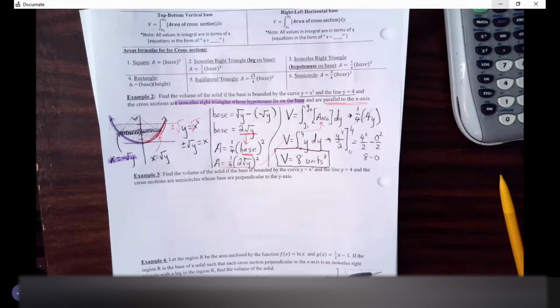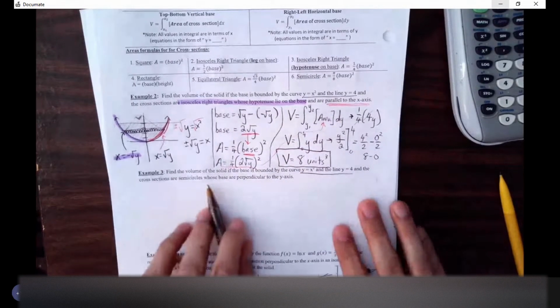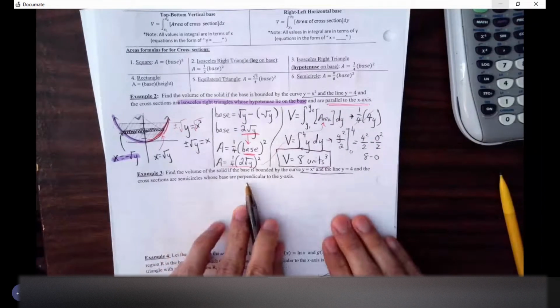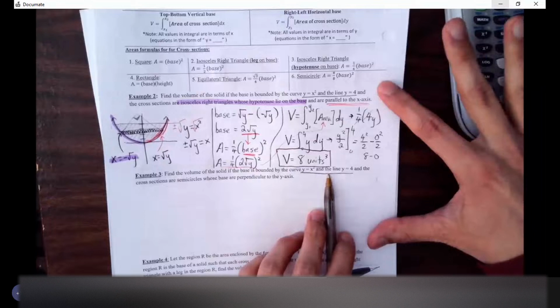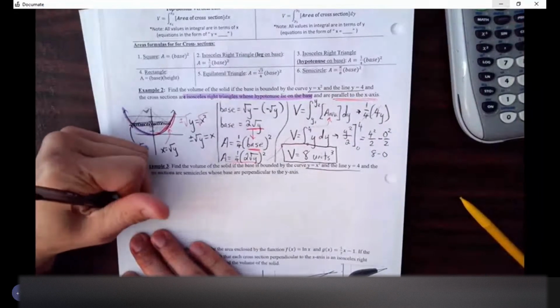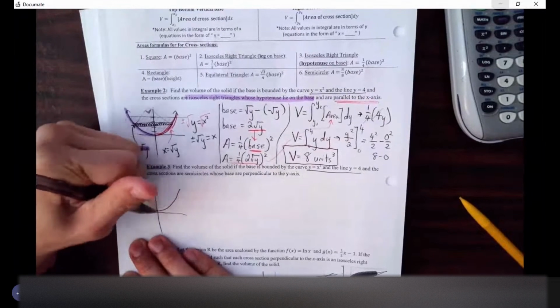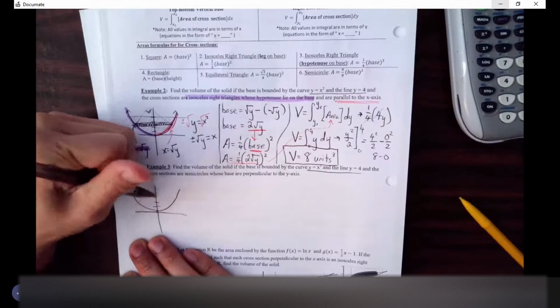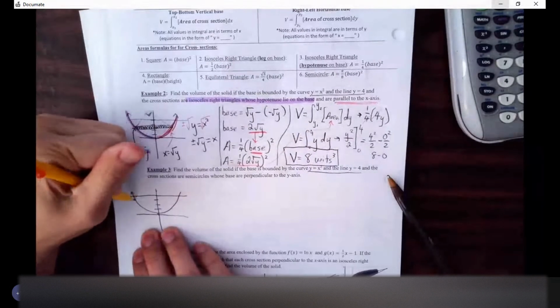Okay, example 3. Find the volume of the solid if the base is bounded by the curve y equals x squared and the line y equals 4. Cross sections are semicircles whose base are perpendicular to the y-axis. Now, if you look, it's the same shaded region. So I'm just going to redraw this here. Here's y equals x squared. Here's y equals 4. And then here's my shaded region.